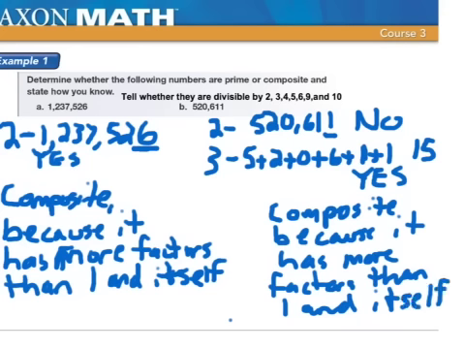Now, let's say that we came up with a number where neither of these worked. Then we would do the divisibility test for 4, and if that didn't work, we'd do the divisibility test for 5, and we would keep going until we found one that did. And if none of the tests for these numbers worked, then the number would be prime instead of composite.